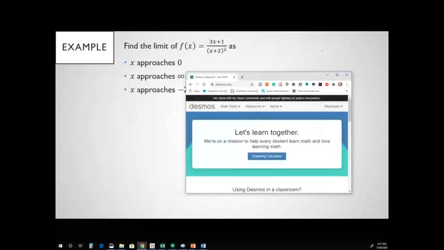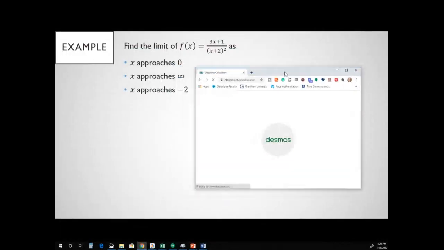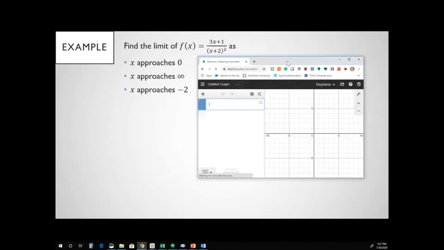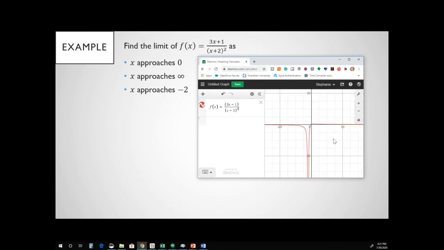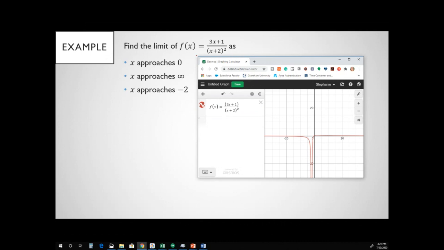So I'm going to try to have that up here. I'm going to type in our function f of x equals 3x plus 1 over x plus 2 squared. Okay, so now I'm going to zoom out here so I can get a good picture as well. So this is what it looks like.